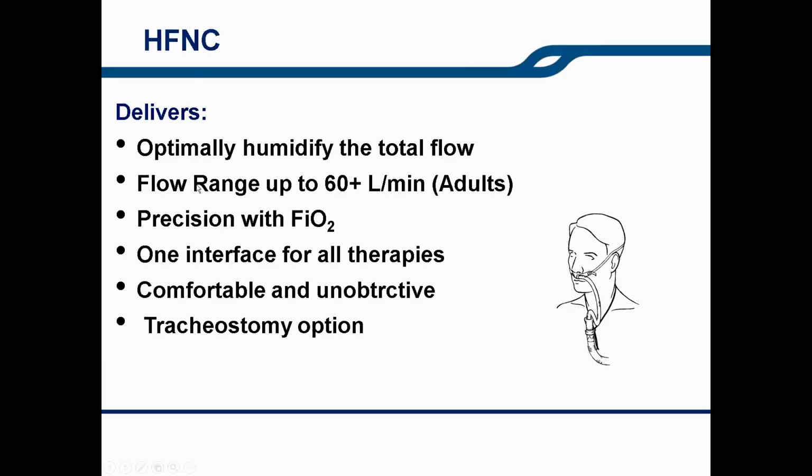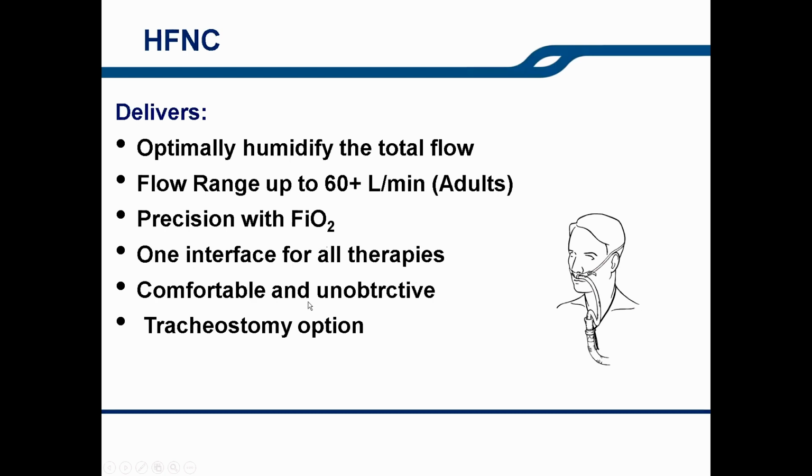So it usually optimally humidifies the total flow, because we have an inbuilt humidification system. The flow range can be up to 60 plus liters for adults. You can have significant flow rates. The precision with the FiO2, even when you are going on higher flows with the oxygen flows, you can adjust for an exact FiO2 that can be monitored as well. And usually one interface is required for all therapies. Even when you go for a tracheostomy high flow, you can use the same tubings, only the interface connecting has to be changed.